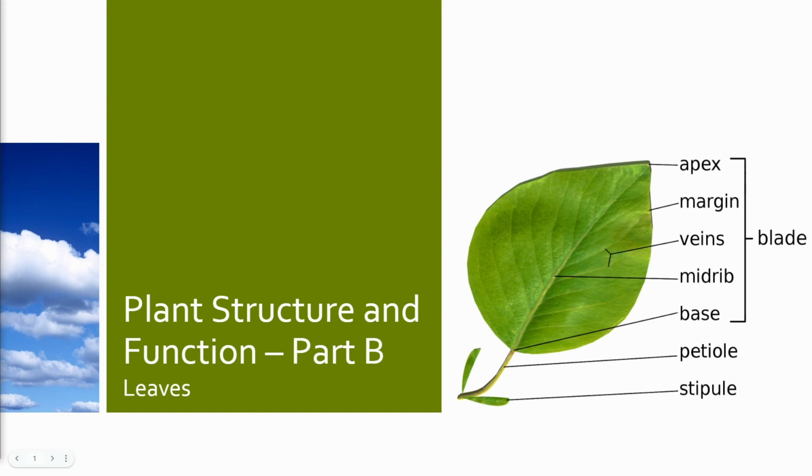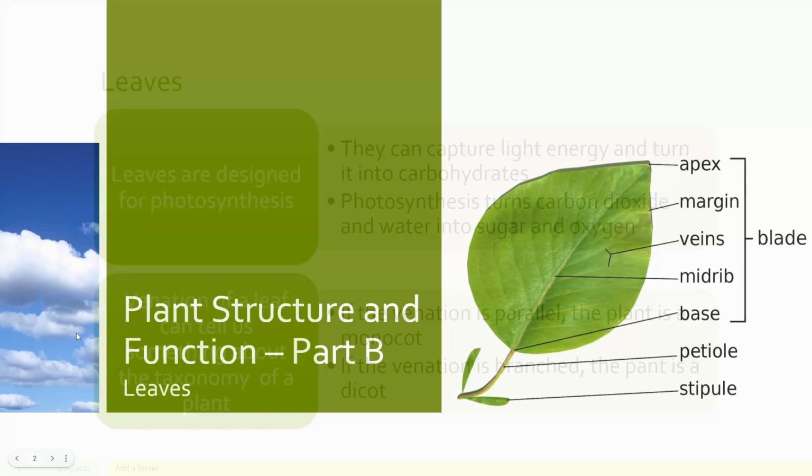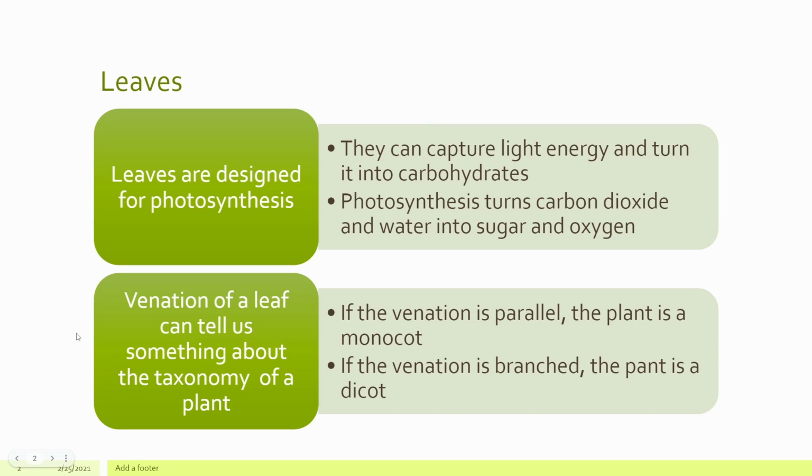Today we're looking at Chapter 12, Part B, so we're focusing on plant structure and function. Let's talk about leaves. Leaves are the location for photosynthesis, and they capture light energy and convert it into chemical energy in the form of carbohydrate. An input would be carbon dioxide, and an output would be oxygen. Photosynthesis turns that carbon dioxide plus water into sugar and oxygen.